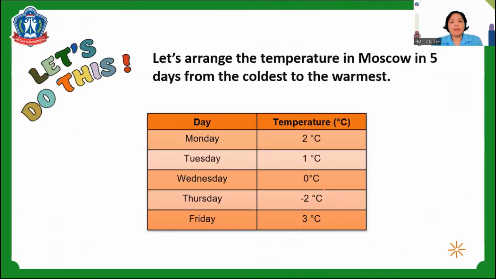Now I have here an exercise for you. Look at this chart or table. These are the different temperatures in Moscow, Russia for 5 days. All we need to do is arrange the temperatures from the coldest to the warmest. On what day is the temperature the coldest, and what day has the warmest temperature? Children, if you know how to arrange these temperatures from the coldest to the warmest, you can answer my question later on in this video.